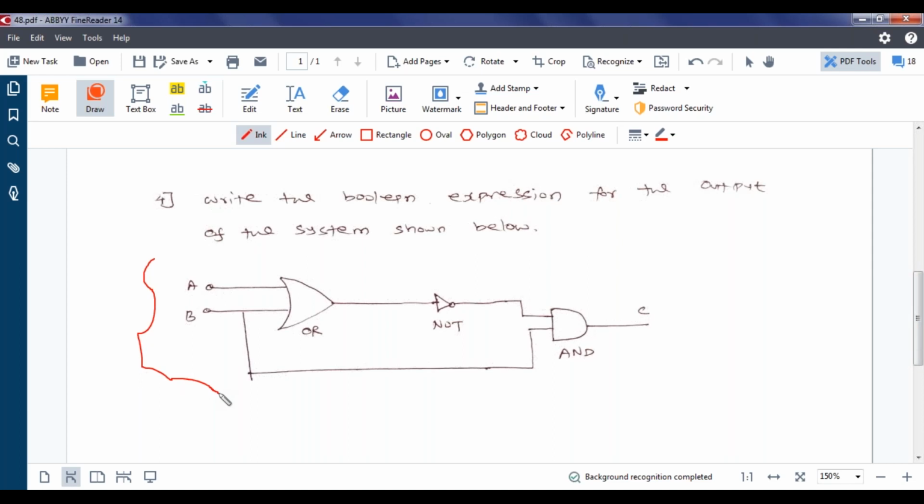Previously we have seen problems where they have given the Boolean expression, and we want to convert this Boolean expression into a logic diagram. But in this problem they have given the logic diagram, and they are asking for the Boolean expression. So anyone try and tell me the answer. I give you 2 minutes time.